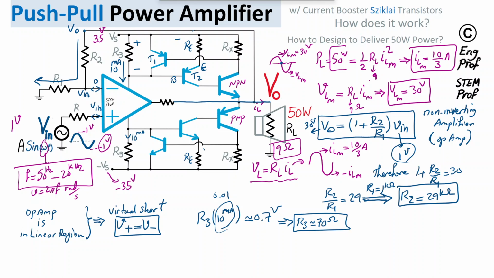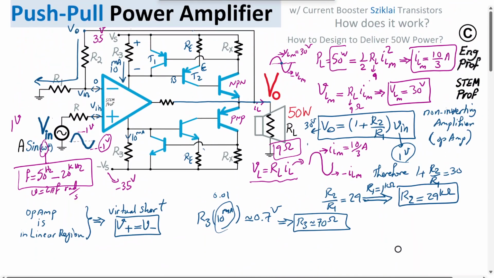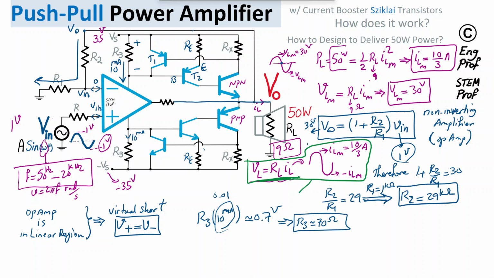How? Let me go back to the output now. So we found the current at the output to be 10 over 3 amp. So basically that means the peak of the current, as I showed here. Let me change the color so that it's obvious what I'm talking about. This current. So we found the output current to be a sinusoidal current with 10 over 3 amp.